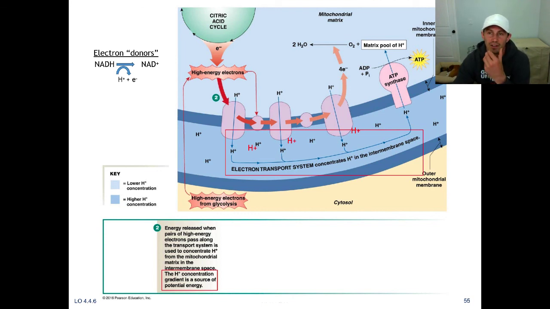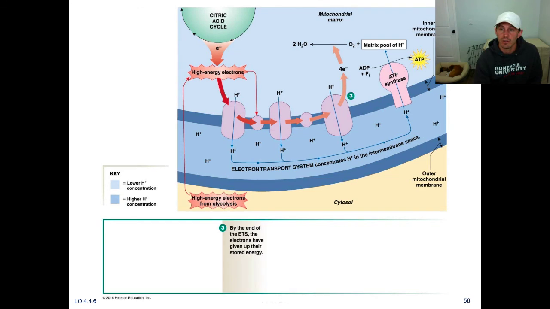Anytime you synthesize something, I want you to think that's making or producing. And anytime you see an ASE on the end of a word, that tells you it's an enzyme. So this enzyme, named appropriately ATP synthase, is going to produce or synthesize ATPs.